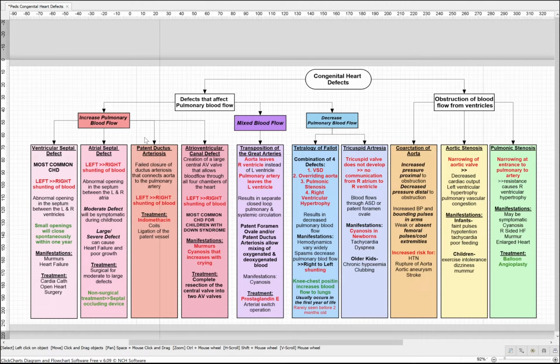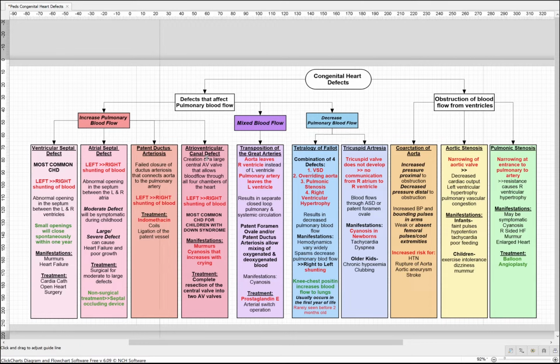One of the big things to know about this one is that there is a medication, I've listed it down here in red, indomethacin. This is the medication that is used to actually close that opening of the patent ductus arteriosus. So this is a non-surgical way to treat it and just get it to close up like it should.